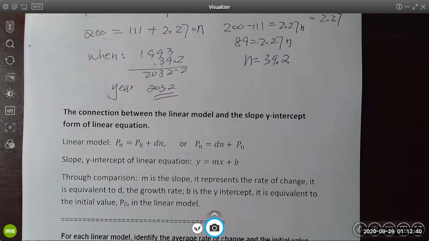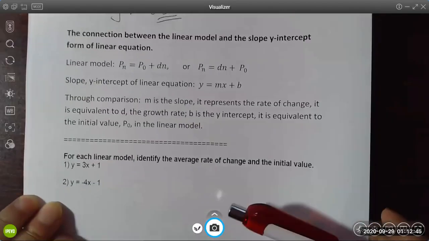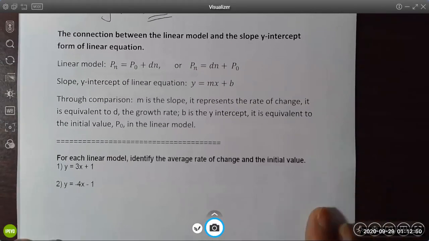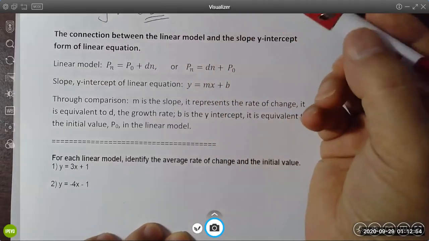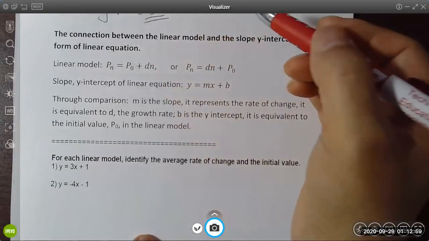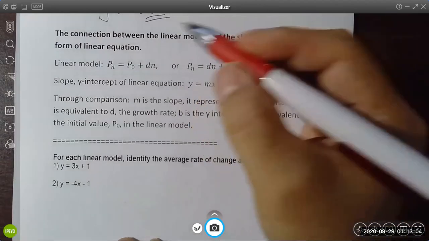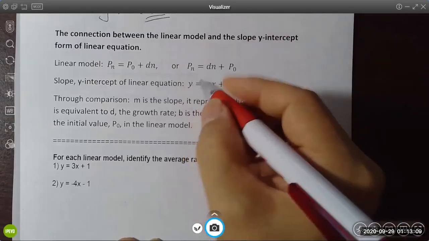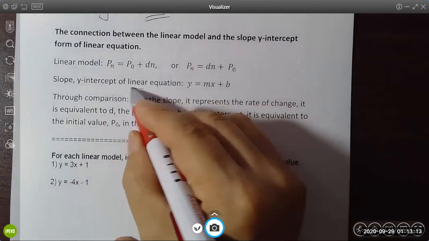Okay, now let's do some connections between algebra and this linear model so that you have a broader understanding of this model. So the title is the connection between the linear model and the slope y-intercept form of linear equations from pre-algebra. The pre-algebra linear equation is in this format. They call it slope y-intercept form of linear equations.